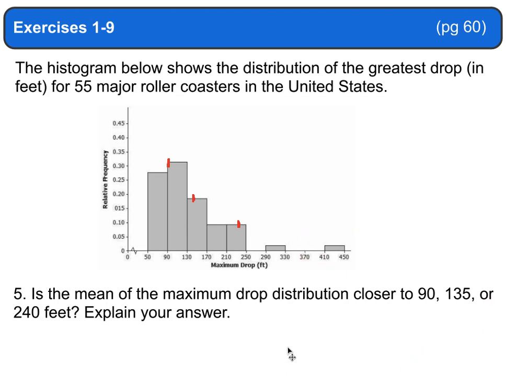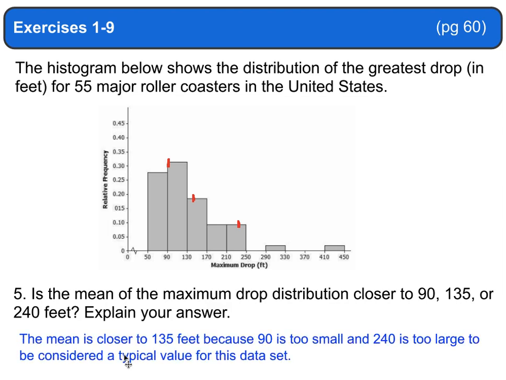And again, we're not calculating this average. We're looking at the graph, the histogram, and trying to decide which one would be the best approximation for that average. So if we took that into consideration, the mean is closer to 135 feet, because 90 is too small, and 240 is a little bit too large for this data set, being that we're skewed. Again, most of the bulk of our data is here. These would be considered outliers.